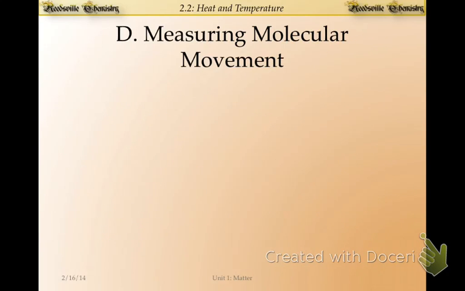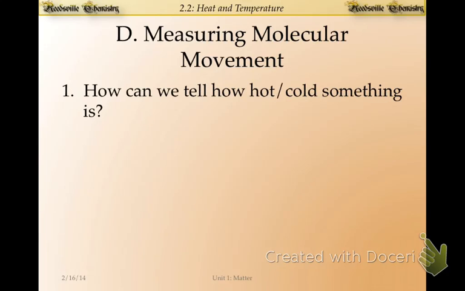All right. So finally, 2 more slides. How can we use these ideas to measure molecular movement? Because that seems to be important when we're talking about how molecules move. I might ask this question. How can we tell how hot or cold something is? That seems kind of simple. We look on TV or on the weather apps that we have on our phones.